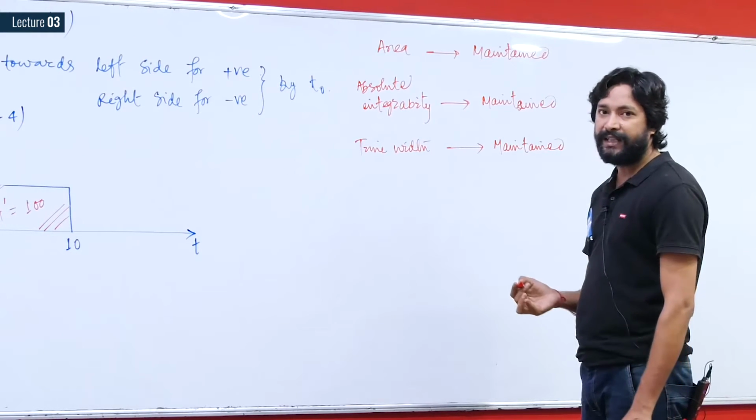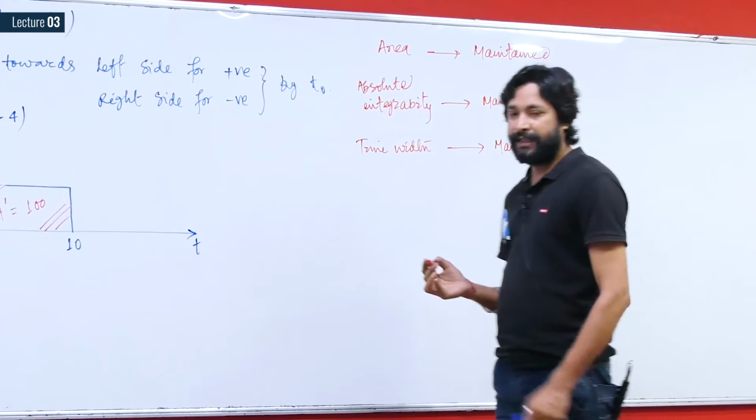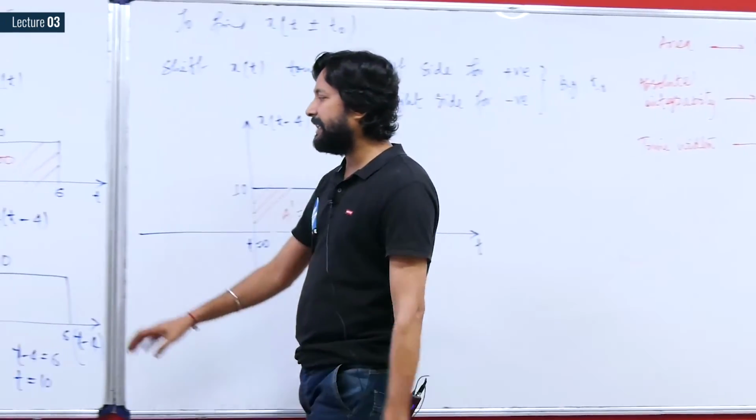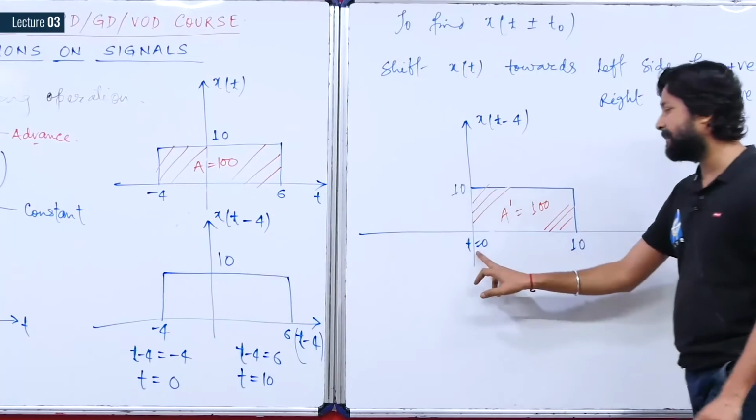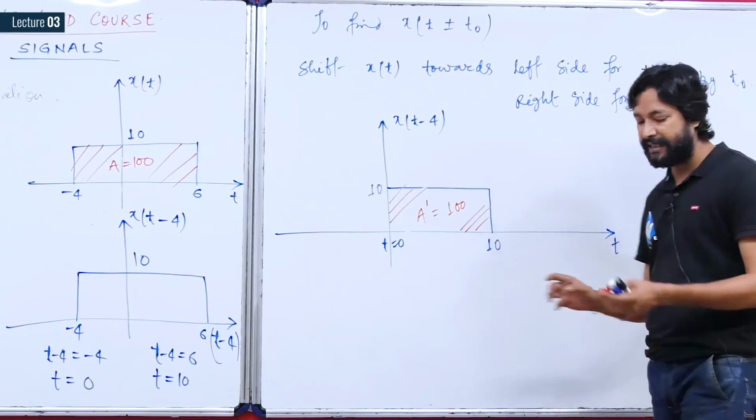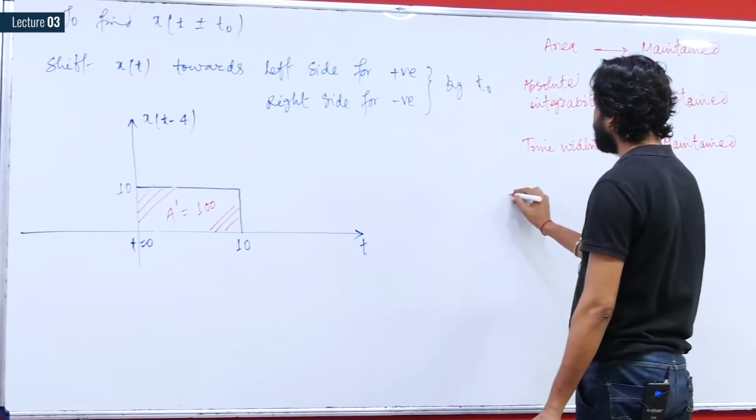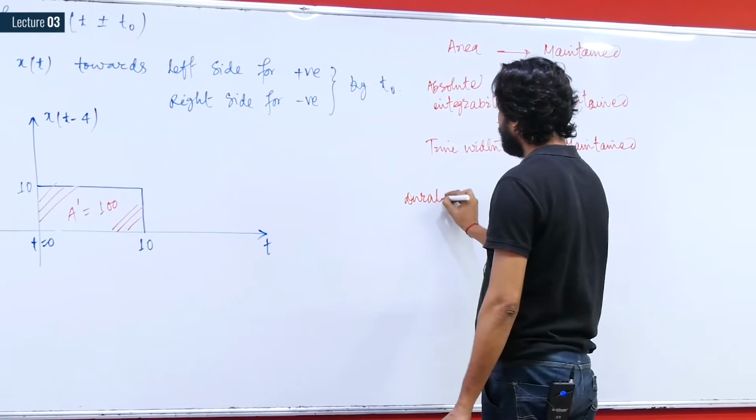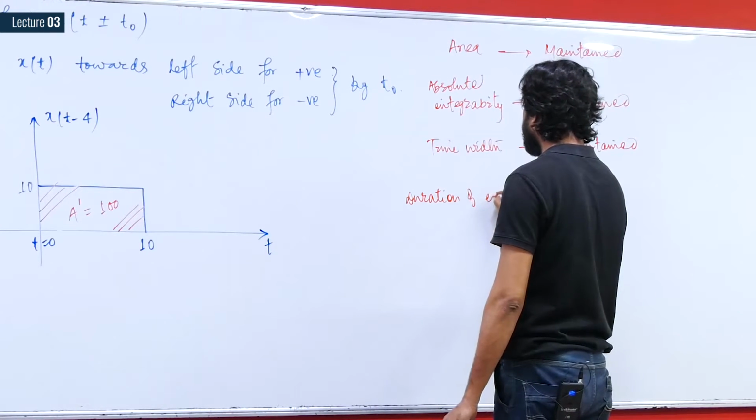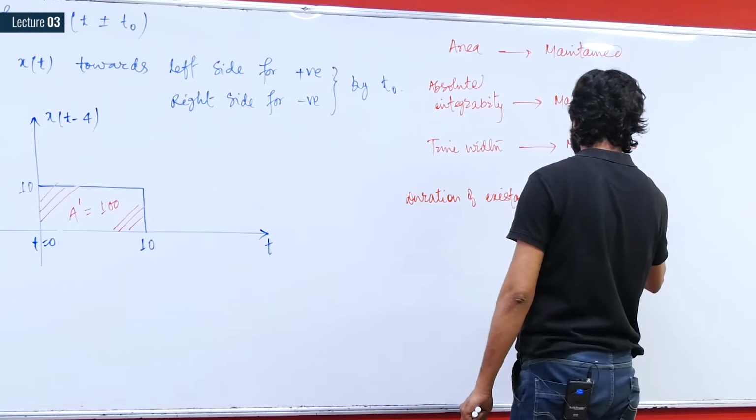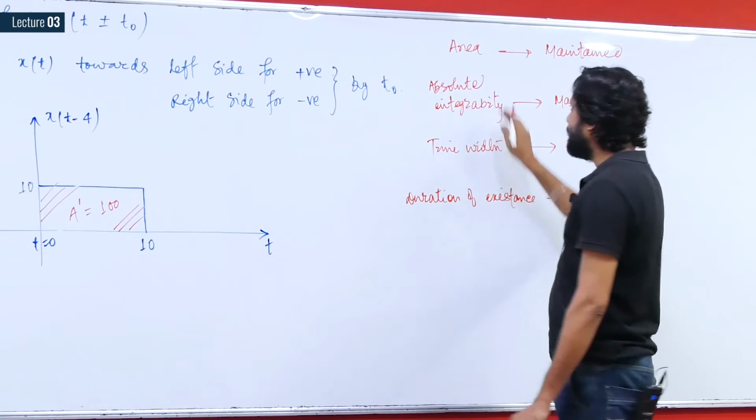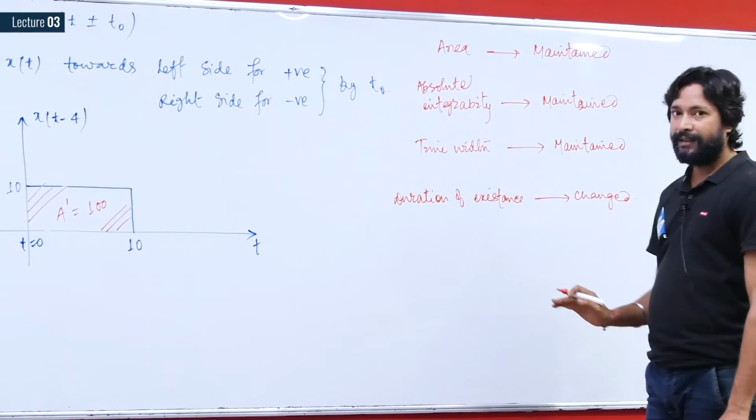So what is the overall change? Existence duration. If you see, the signal was previously existing between the limits minus 4 and 6, but now this signal is existing between 0 to 10 seconds. So you can see that the existence duration is now going to be changed, maintaining area, absolute integrability and time width.